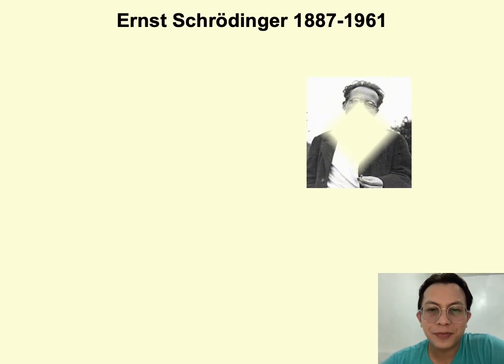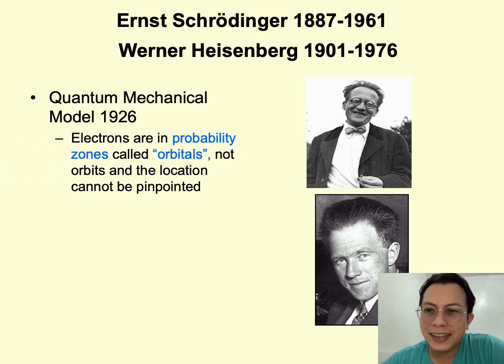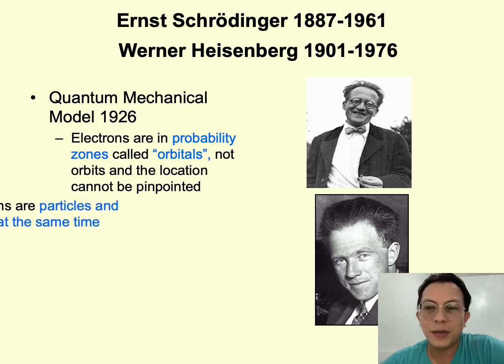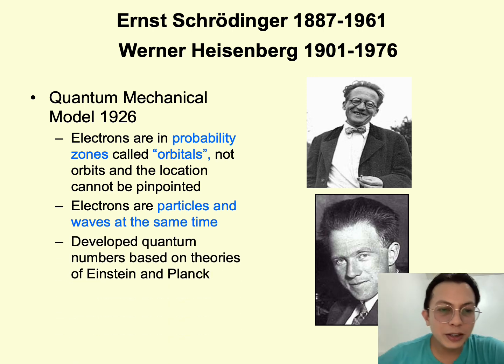All right, and the latest development of the model was proposed by Erwin Schrödinger and Werner Heisenberg. So we have already the quantum mechanical model, which was proposed in the year 1926. They said that electrons are in probability zones called orbitals, not orbits, and the location cannot be pinpointed. Electrons are particles and waves at the same time. They developed quantum numbers based on theories of Einstein and Planck.